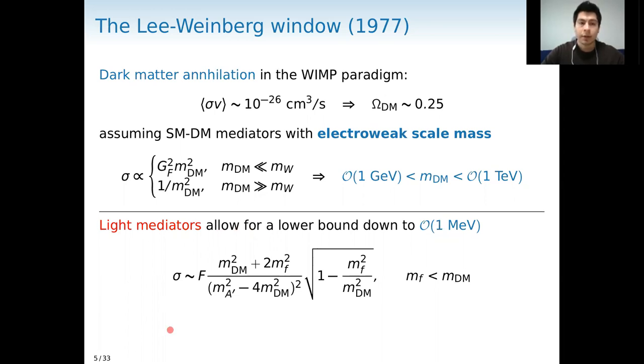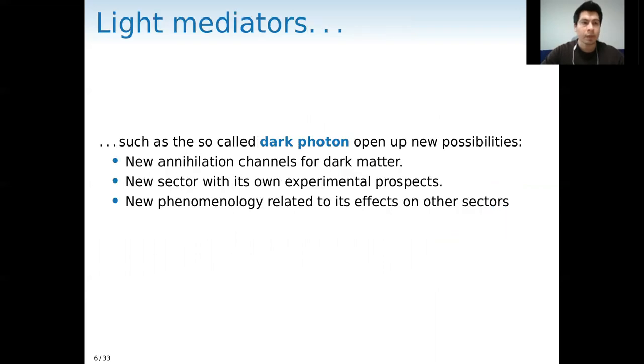In this example, I am showing the effect of having a dark photon in the annihilation of the dark matter, so we should get an expression that looks like this. One of the most important changes is that the propagator of this dark photon changes the cross section of the dark matter. Mediators like the dark photon open up new possibilities. For example, we can have new channels of annihilation for dark matter. We also have a new sector with its own experimental prospects, and we should have a lot of new phenomenology that we can explore, including its effects on other sectors.